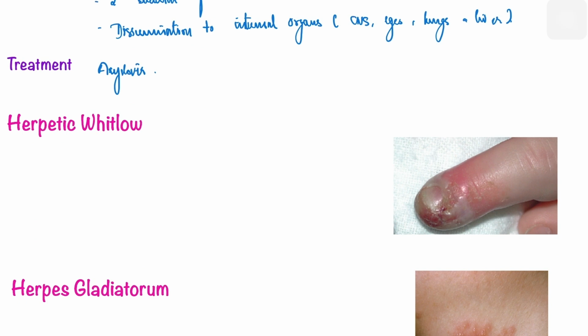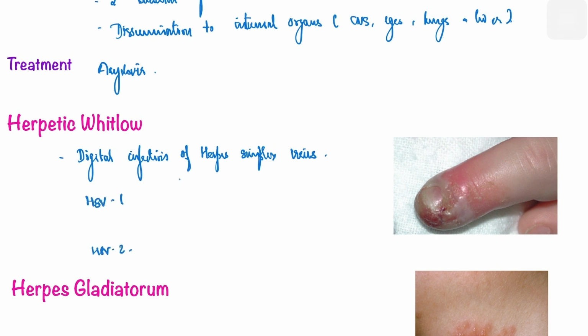Next, we'll talk about herpetic whitlow. Herpetic whitlow is a digital infection of the herpes virus. Digital means the fingers, so it is an infection of the fingers with herpes simplex. It could be because of HSV1 or HSV2. How does it get transmitted to the fingers? Usually it occurs over the orofacial area and the genital area, so it gets transmitted through contact.